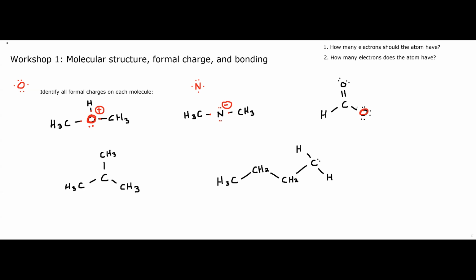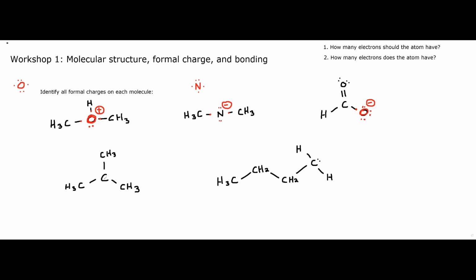This oxygen has 1 bond and then 3 lone pairs. So it has a total of 1, 2, 3, 4, 5, 6, 7 electrons. So this oxygen has 7 electrons. Oxygen should have 6 electrons, but it has 7. We have an extra electron, which makes it negative. Okay. Oxygen should have 6 electrons. This oxygen has 7 electrons. So this oxygen has an extra electron, which makes it negative.